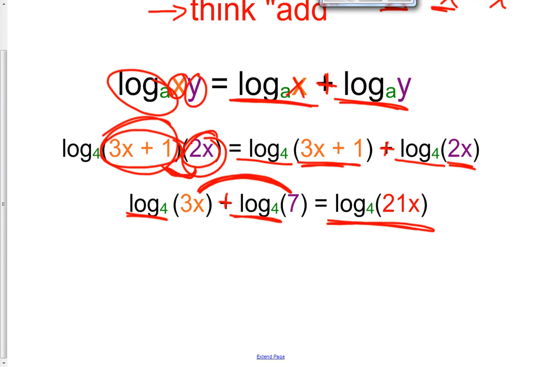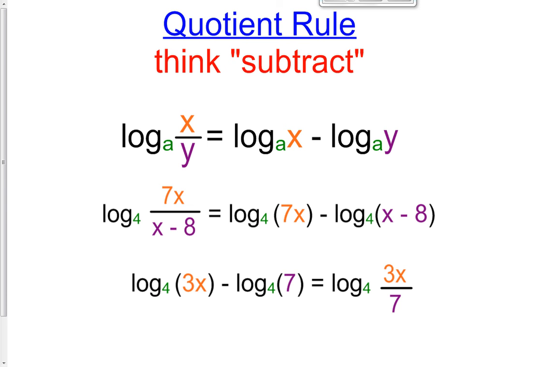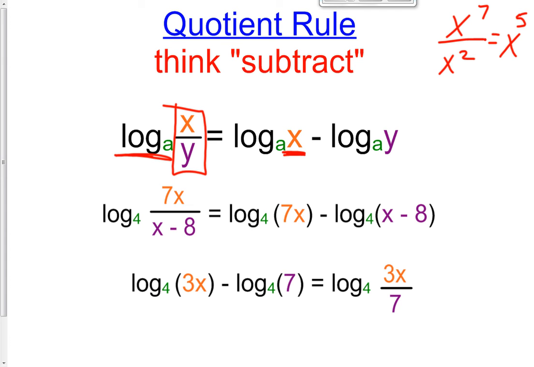Very similar with the quotient rule. Think with exponents, if I had x to the 7th divided by x squared, I subtract the exponents and I get x to the 5th. So think subtract when we're talking about quotients. So log base a of a quotient, x divided by y, is the log base a of the numerator, log base a of x, minus log base a of y. Keep the same log base and then subtract.